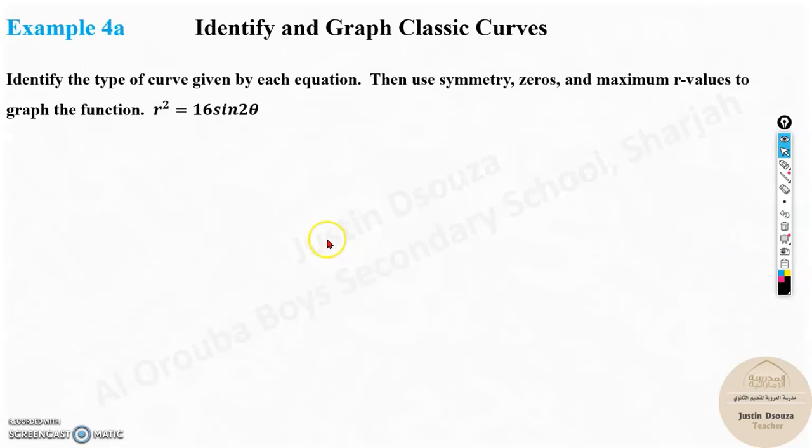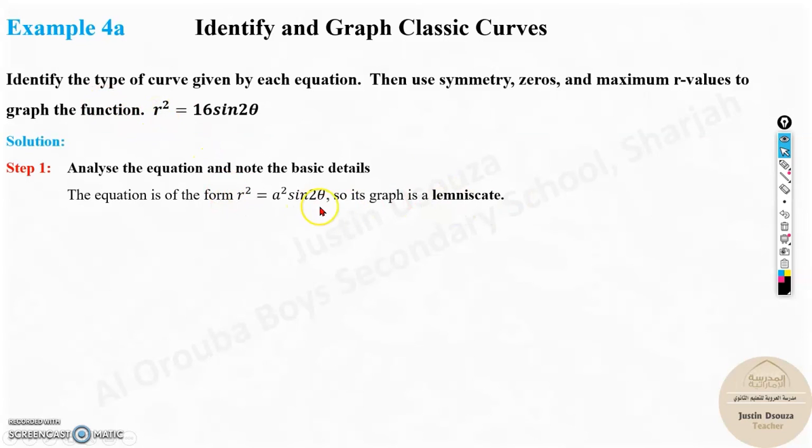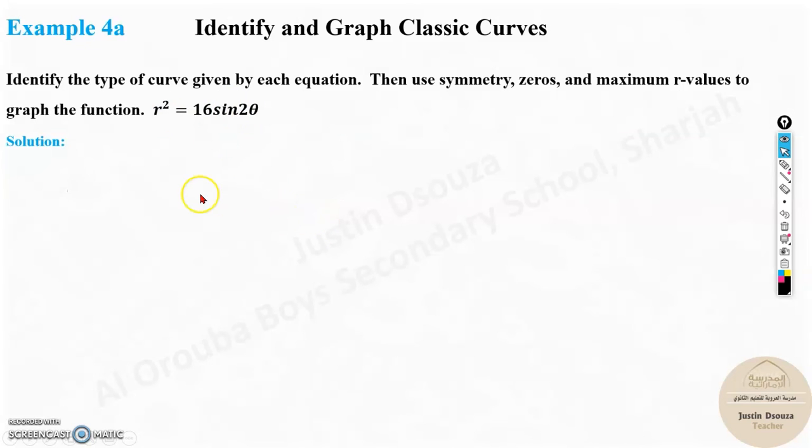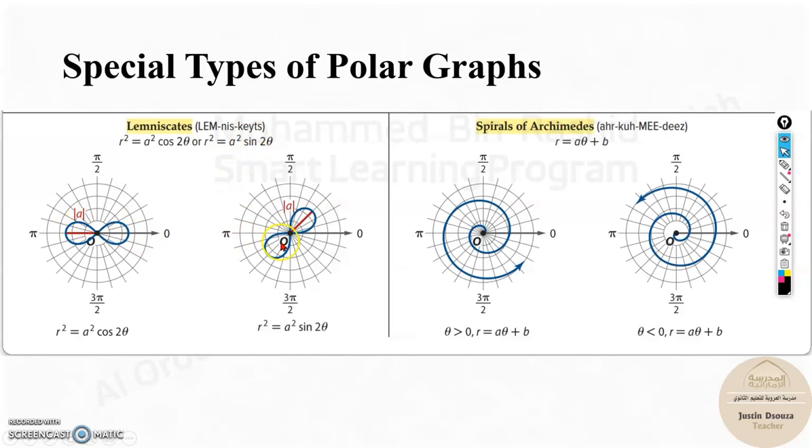Let us solve some problems over here. Now here we have been given a standard form, that is r squared equals 16 sine 2 theta. We need to identify the curve. We need to tell the symmetry, zeros, maximum value, and r value, and also graph this. Looking at this, you will know if it's r squared, only a lemniscate has it. So this is a lemniscate because it's r squared. The standard form is a squared sine 2 theta. We just now saw it over here. See, this is the one.